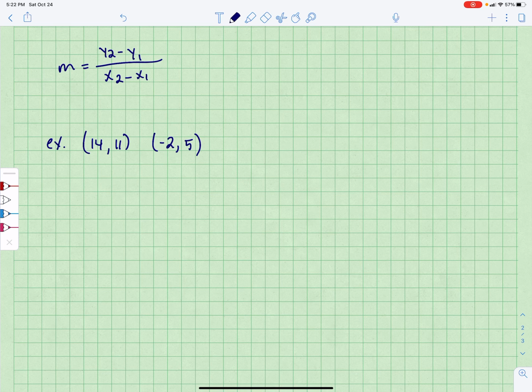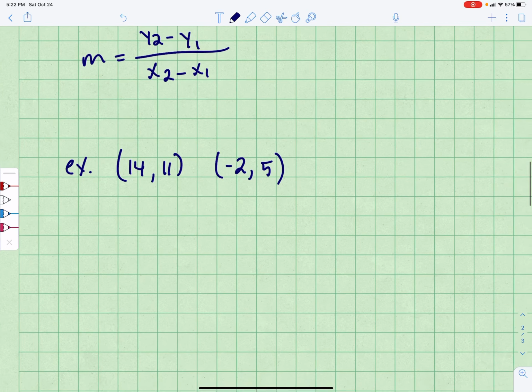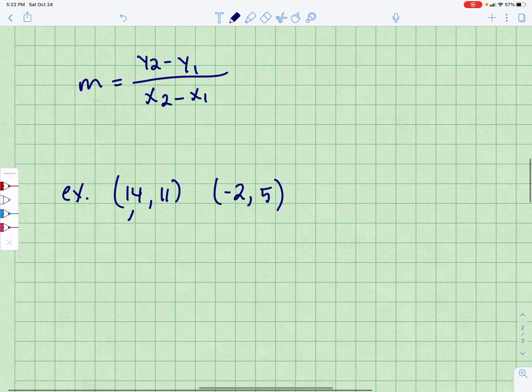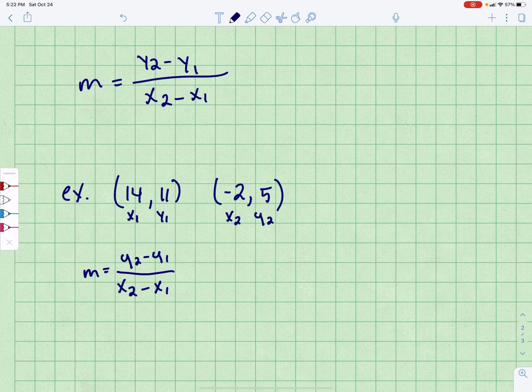We've talked numerous times about x1, x2, y1, y2. So the first thing we need to do is label. This would be x1, y1. This would be x2 and y2. So again, we know the formula for slope is y2 minus y1 over x2 minus x1.